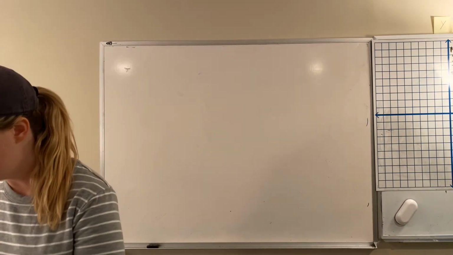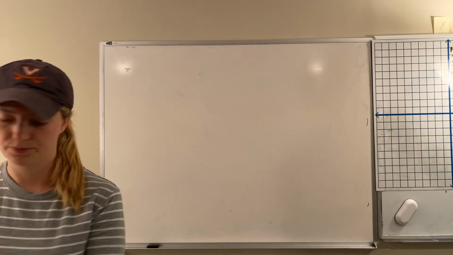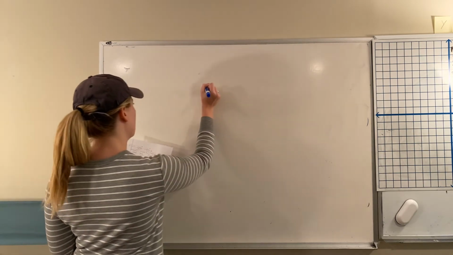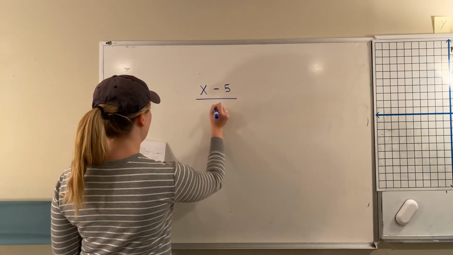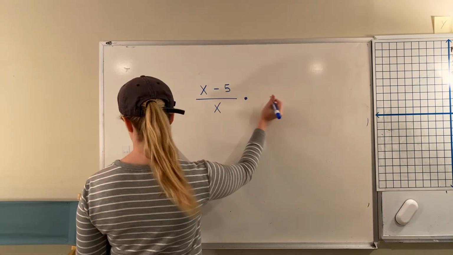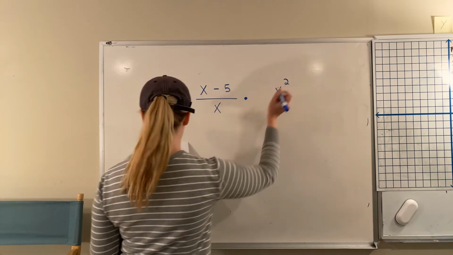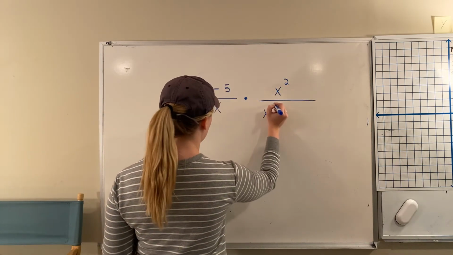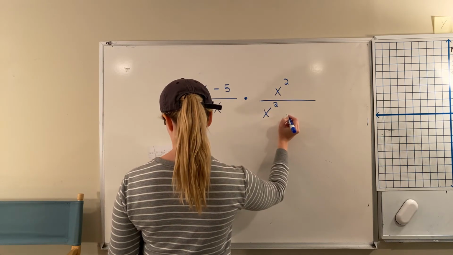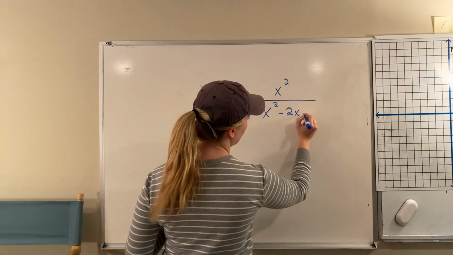For A, we have the expression x minus 5 over x times x squared over x squared minus 2x minus 15.